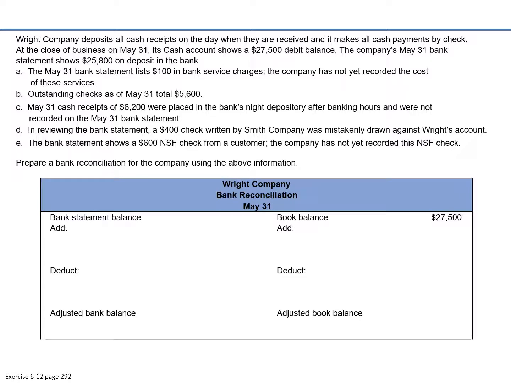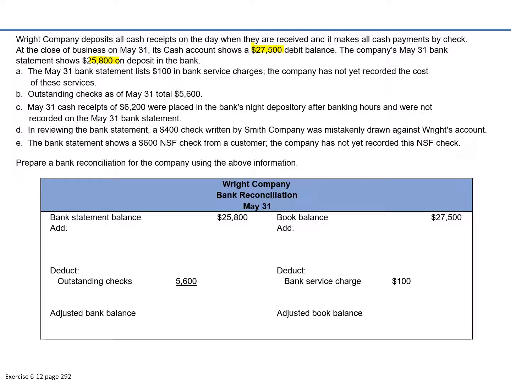So our book balance, they tell us, is $27,500. That comes from right here. Our bank balance, they tell us, is $25,800. That comes from right here. The May 31st statement lists $100 in charges that the company's not yet recorded on their books, so we need to reduce our book side by the $100 charge. In letter B, we have outstanding checks of $5,600. Those aren't yet clearing the bank, so they're not reported in the bank balance. We need to reduce the bank balance by that amount.